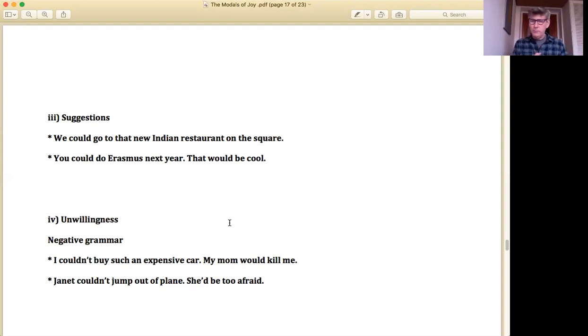You don't like Uyap? Well, you could try to transfer to Charles. Why not? Or Liberec, you could, it's a suggestion. We also have, you could do Erasmus next year, which means you could try it. And then we use it for unwillingness, and this is almost always negative in the grammar. And this is something that you couldn't do. You just couldn't do it.